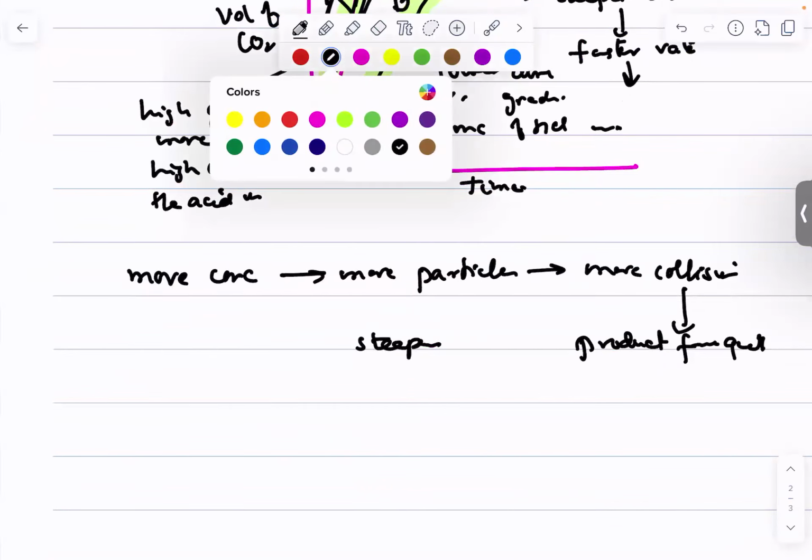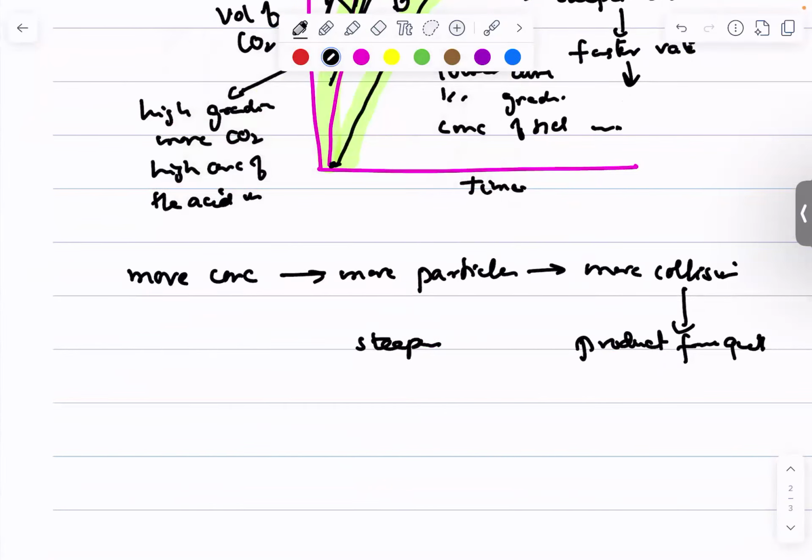Now comes the second point, the effect of temperature. It's quite a lot actually, and it's confusing as well, so I have to explain each and every bit of it. All right, effect of temperature. Now, what do you think, Anika? If you are going to increase the temperature, what is going to happen? It will increase the rate of reaction.